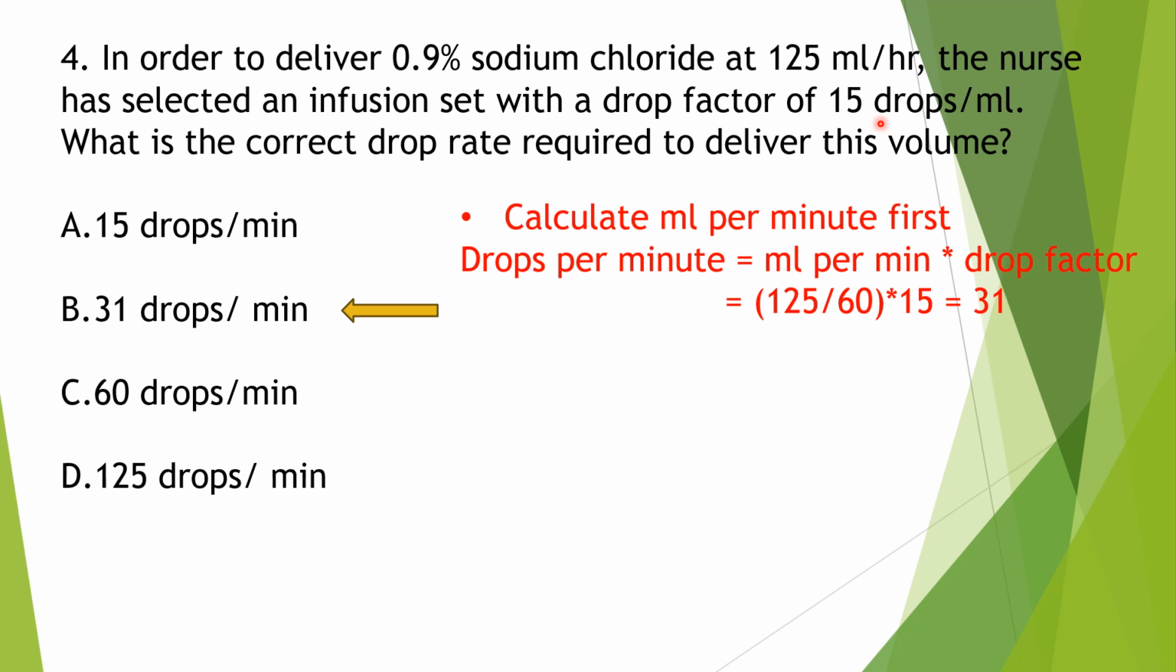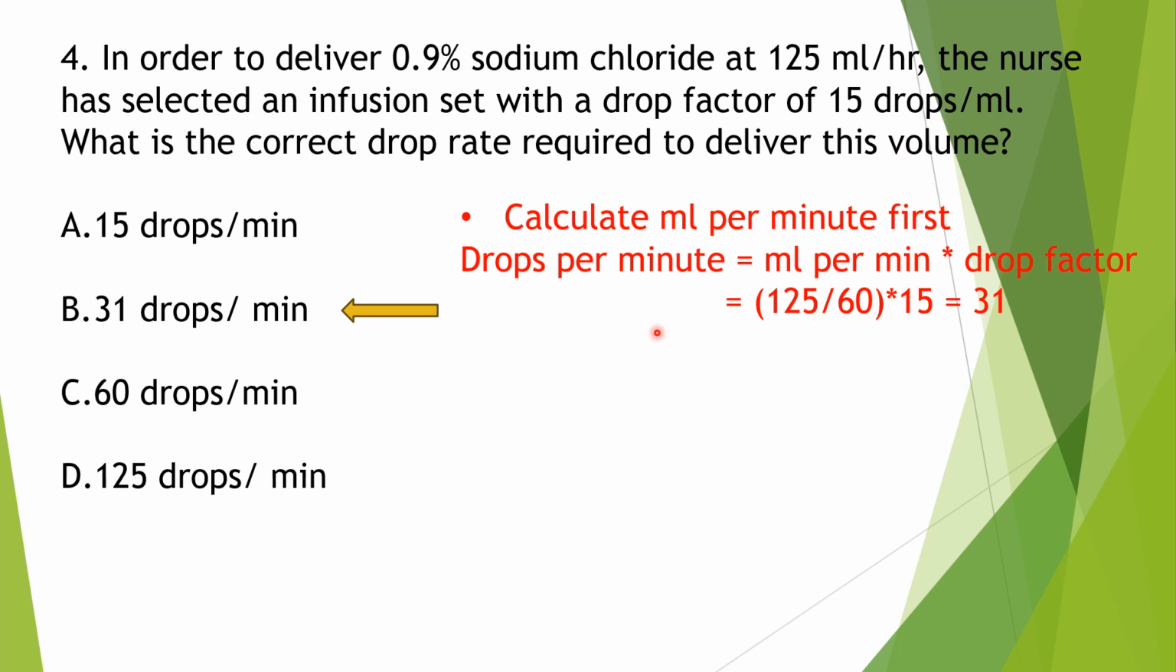Drop factor means how many drops will make 1 ml. Different equipment or IV sets will have different drop factors. Some openings will be small, that means bigger drops will be falling, so with minimum drops 1 ml can be made. Here 15 drops will make 1 ml. For pediatric patients, 60 drops will become 1 ml. The drop factor will be 60. So here it is 15.